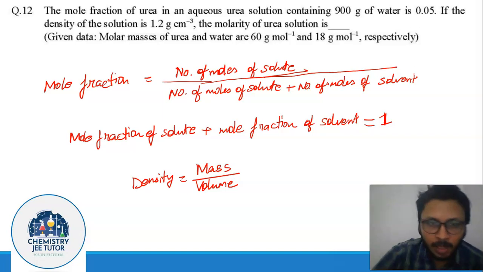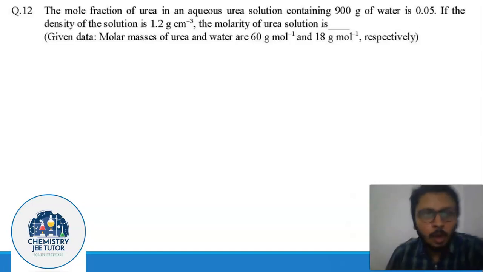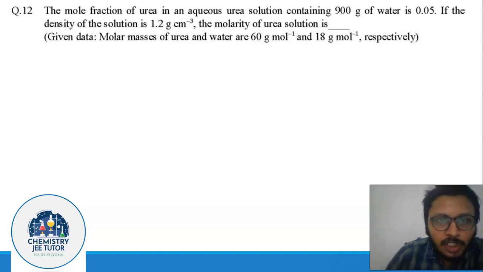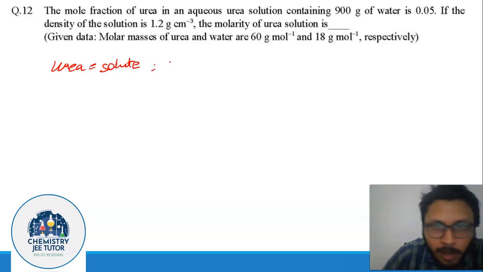Okay, let us see. I'll suggest that when you are given a numerical question, you write down what is given so that you have an idea of what you require to find. So what is given? The mole fraction of urea in an aqueous urea solution. Now urea is a solute, and water is a solvent.